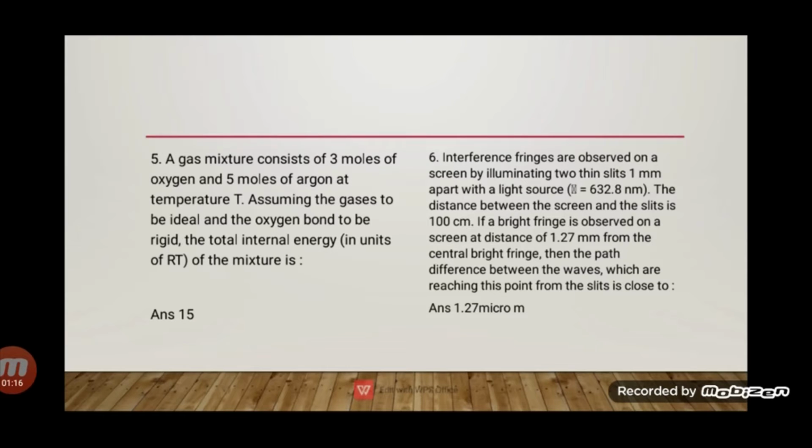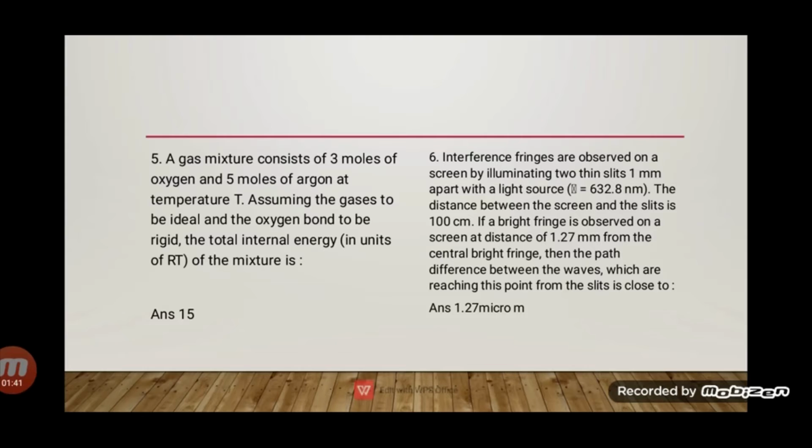For the fifth question, a gas mixture consists of 3 moles of oxygen and 5 moles of argon at temperature T. Then the value of the total energy in terms of RT is 15 RT. Next, interference fringes are observed on a screen by illuminating two thin slits 1 mm apart with a light source. Then the final answer of this question is 1.27 micrometer.